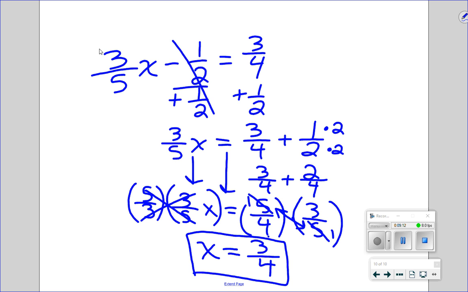So that's how you multiply by the reciprocal to solve simple one-step equations. It's done usually at the last step of the problem when you would be dividing to get x by itself. Instead of dividing by a fraction, we multiply by the reciprocal of that fraction.